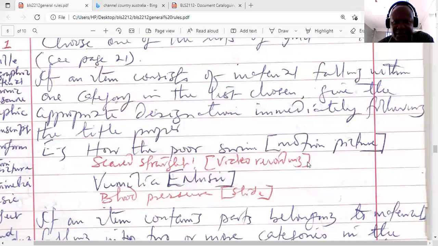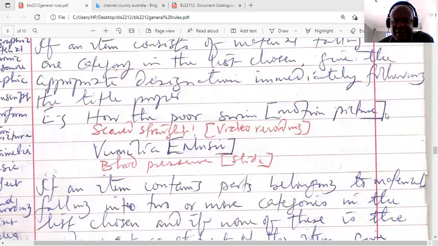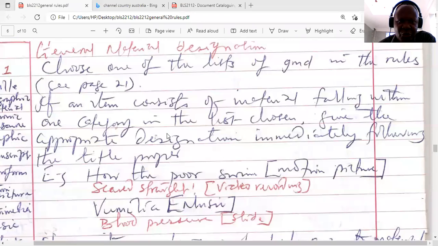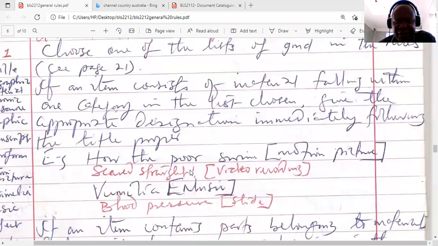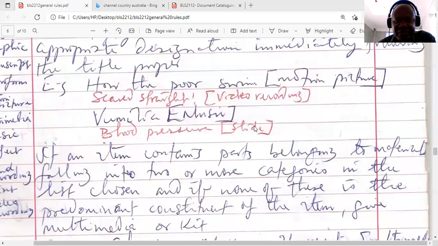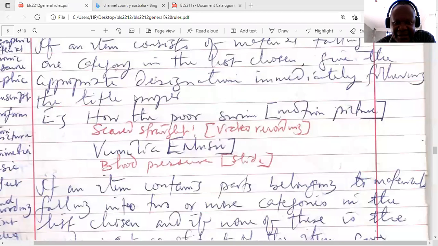So this is how we were recording the general material designation. However, now what you see as motion picture, or what you see as video recording, I'll take these two, or even the third one. Let me first look at all these examples. These are examples which show how the GMD used to be recorded. But these GMDs were replaced with Area O. So how the poor swim, this is a motion picture. Scared Straight, it is a video recording.